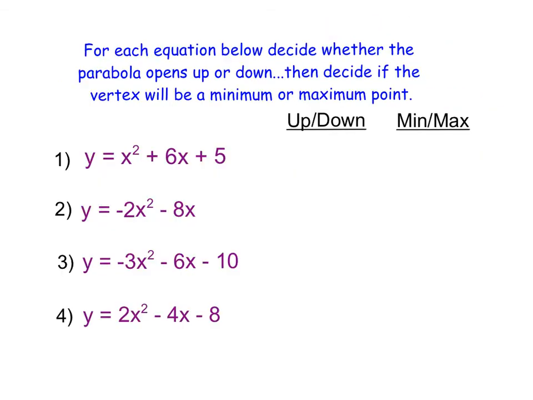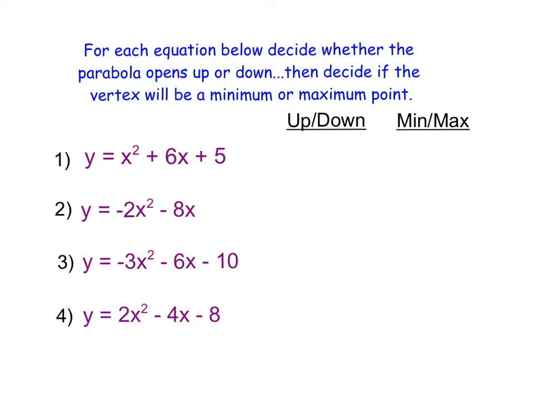Now, while we can clearly see from a graph if we have a minimum or a maximum point, we can also tell if we're going to have a minimum point for our vertex or a maximum point for our vertex by simply looking at the equation. So for each of these four examples, we're going to decide if the graph is going to open up or down. And then using that knowledge, we're going to decide, is our vertex going to be a min or a max point.